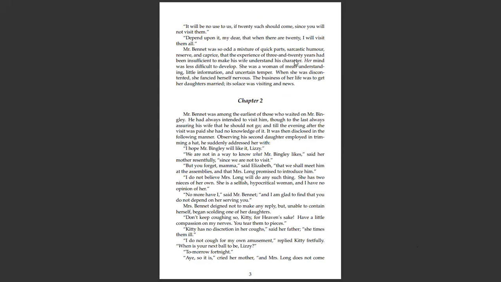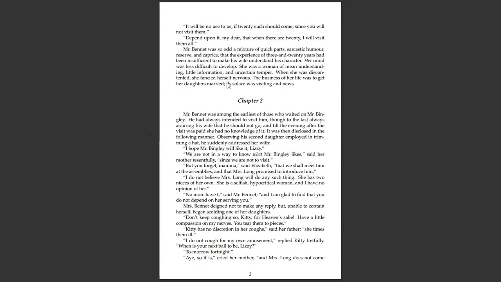"It will be no use to us if twenty such should come, since you will not visit them." "Depend upon it, my dear, that when there are twenty, I will visit them all."